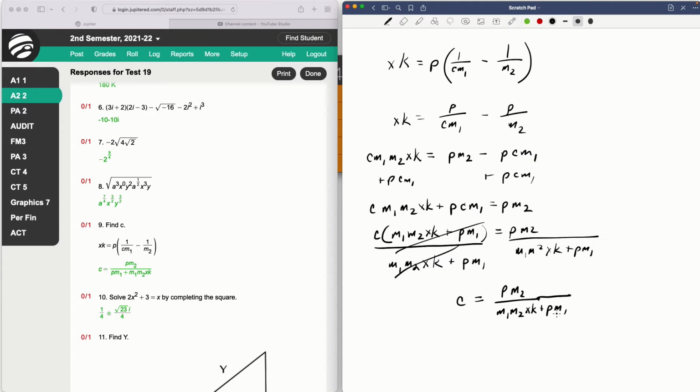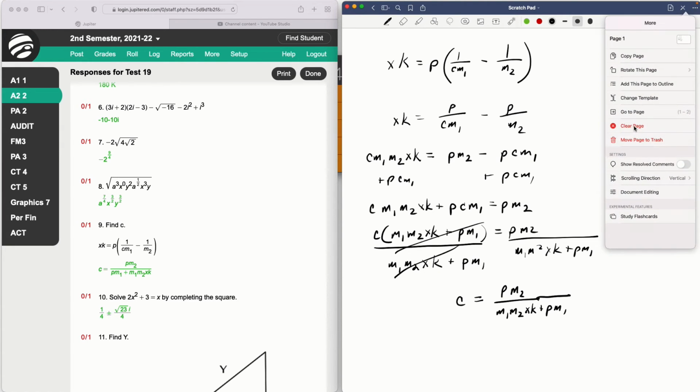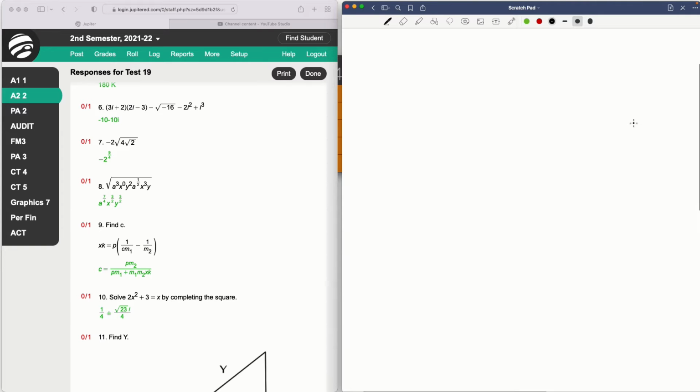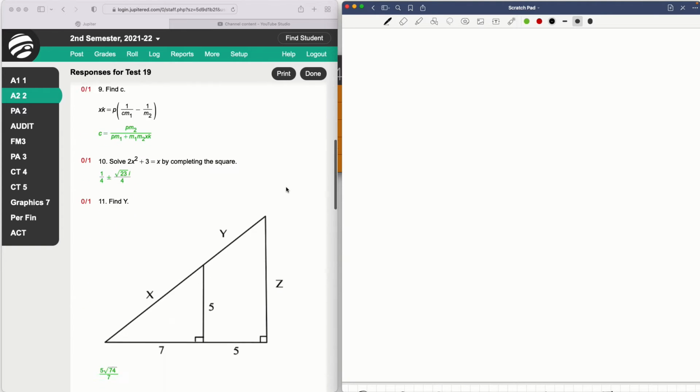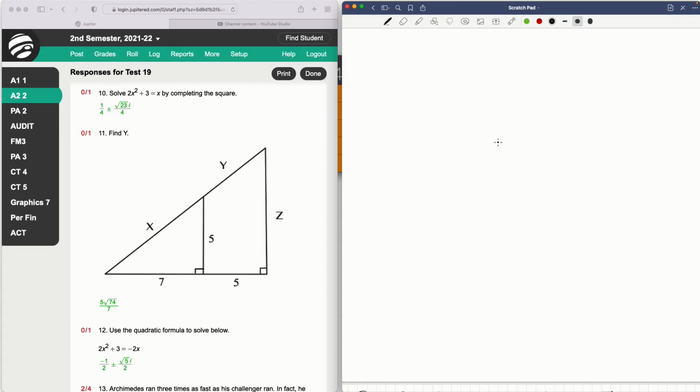All right, clear the page. Number 10, let's scooch this up a little bit more. Solve 2x squared plus 3 equals x by completing the square. 2x squared plus 3 equals x. All right, so we're going to subtract x from both sides. 2x squared minus x plus 3 equals 0.